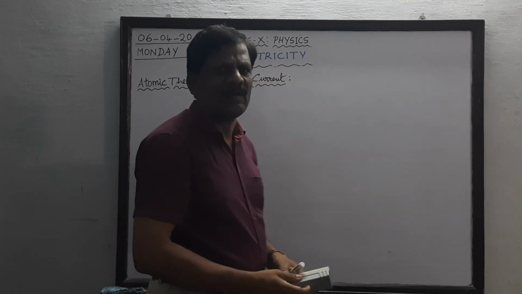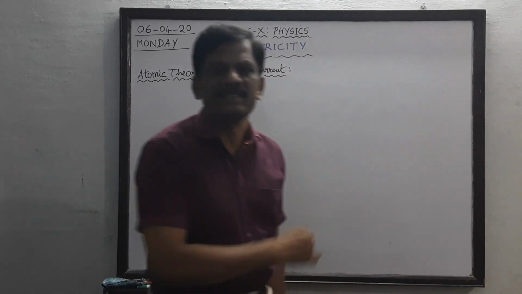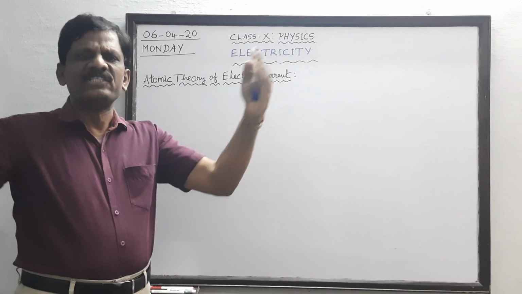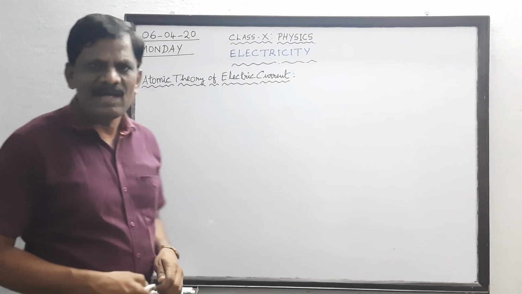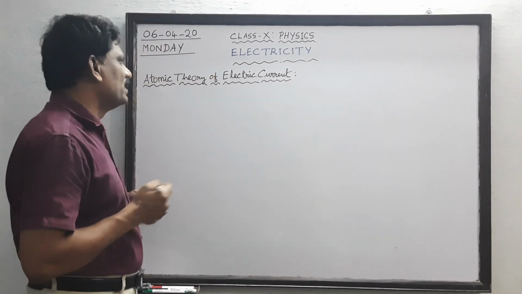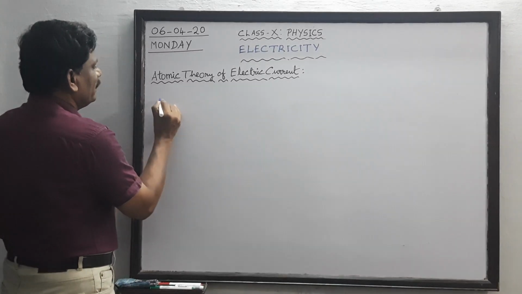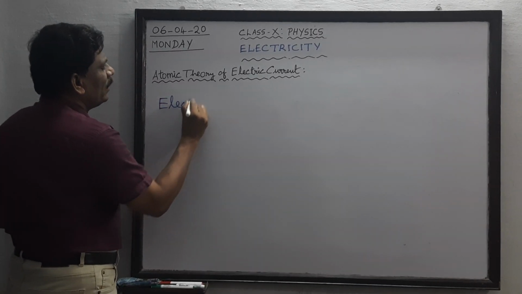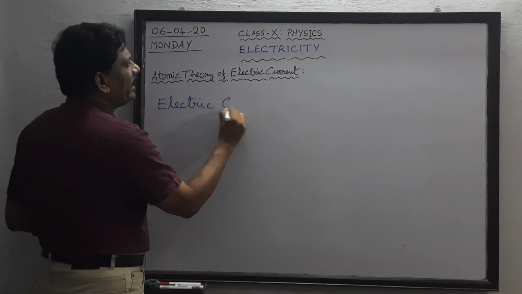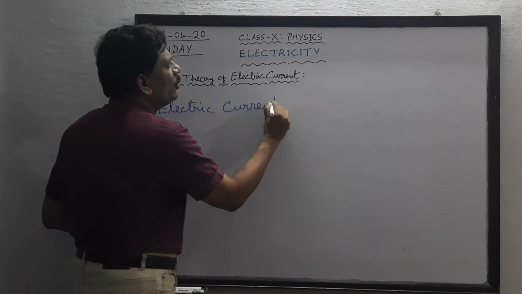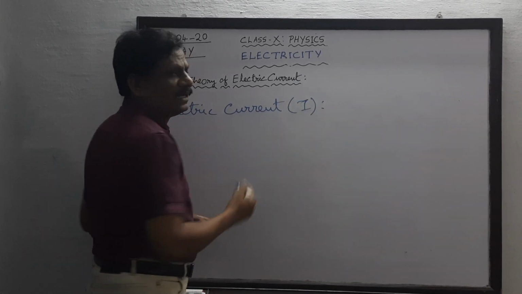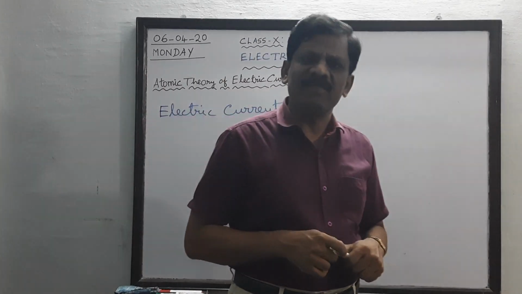Who is responsible for the potential difference here in the circuit? Who produces a potential difference? Yes, it is a battery. Good, it is a battery. Now we want to study what is electric current. Before defining electric current, do you all agree that through the conductor free electrons are flowing?